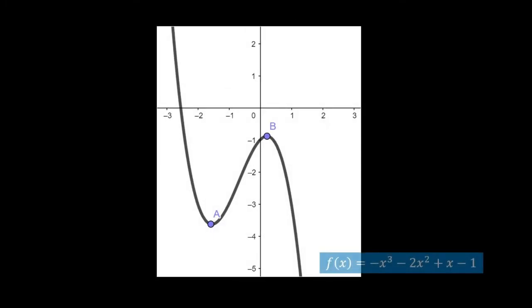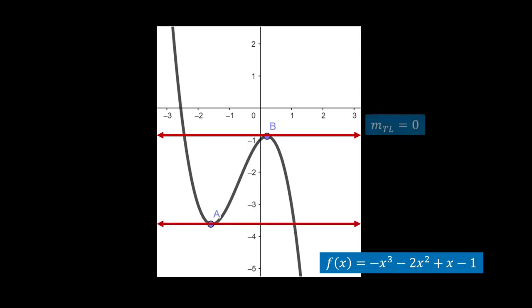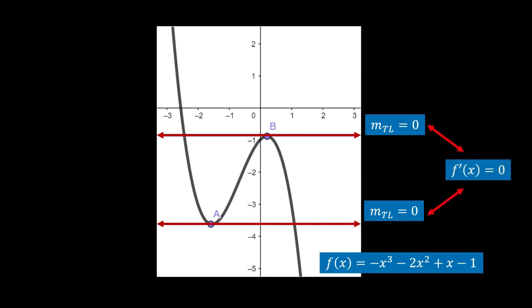This is our graph. The graph of f of x is equal to negative x cubed minus 2 times x squared plus x minus 1. And we are looking for the values of x where your tangent line to the curve is horizontal. And we know that when the tangent line to the curve is horizontal, its slope is equal to 0. So in order to get the values of x where that is going to be true, we will get the derivative of your function, equate it to 0, and solve the equation.